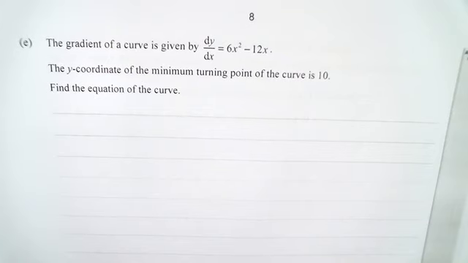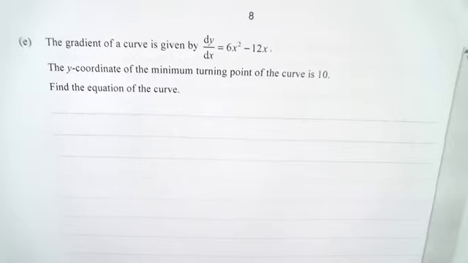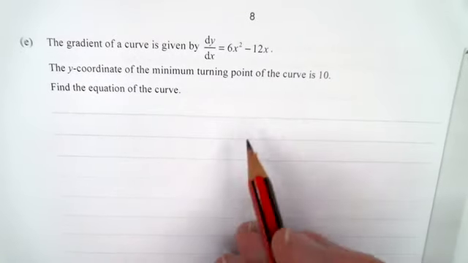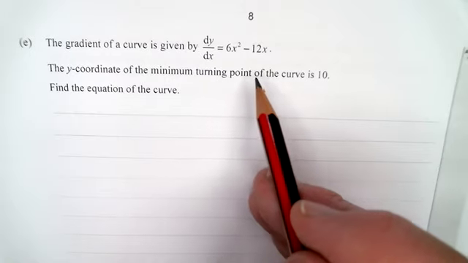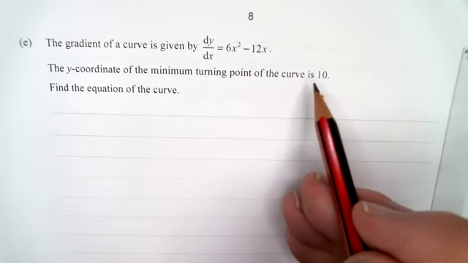All right, let's take a look at this next one. And it says we've got a gradient. I'm going to see if I can find a sharper pencil here. That one, that looks good. Here we go. So I've got a gradient function as this. I've got a coordinate, the minimum turning point of the curve is 10.